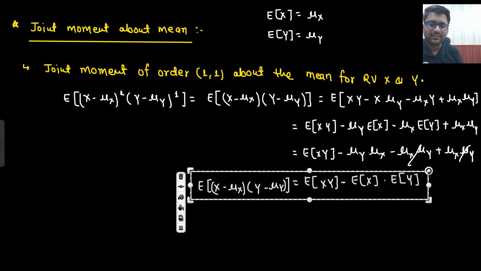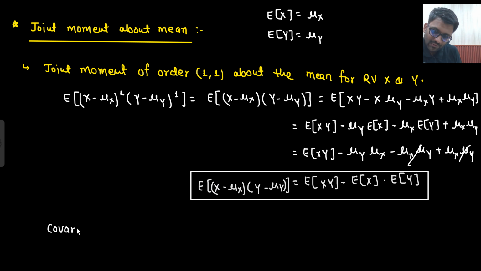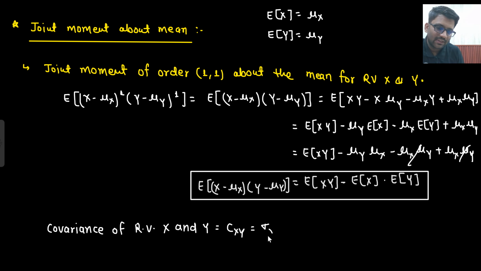And again this has a specific name. This is known as the covariance of random variables x and y, which is given by cxy, or sometimes sigma xy as well. Whatever notation they use, they will write covariance, sigma xy or cxy.